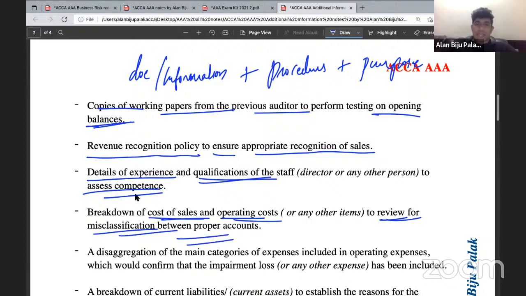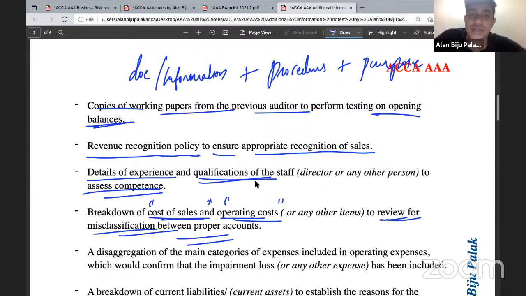So basically what we can state here, in case we are talking about the research and development, you need to obtain the breakdown of research and development expenditure. For what purpose? To review whether it is being misclassified between proper accounts. So the only thing that you need to do is to restate the amount of cost of sales and operating expenses between the accounts that might be misclassified. You need to include the names over there. So that is how you need to consider the additional information.